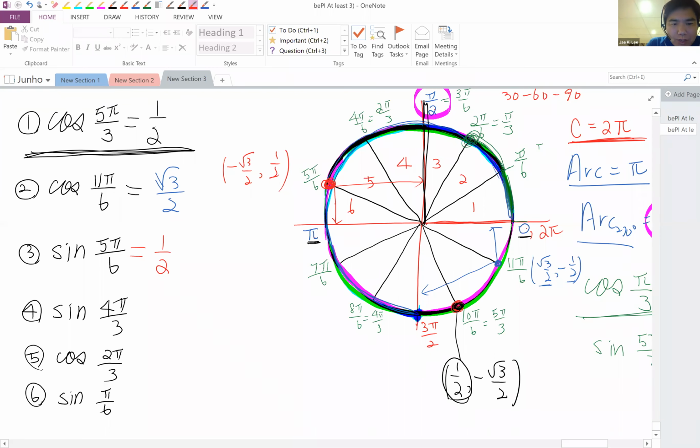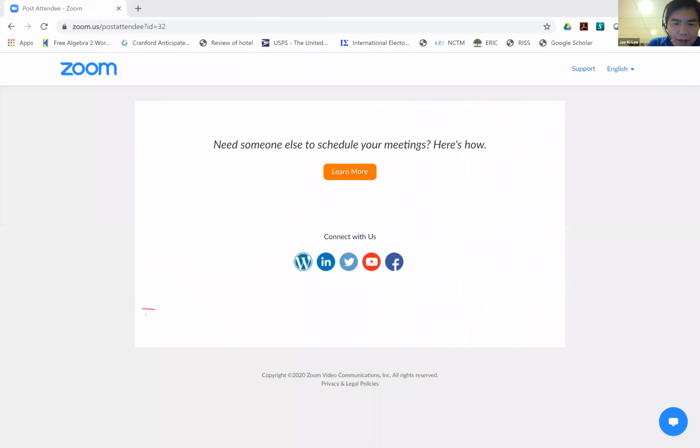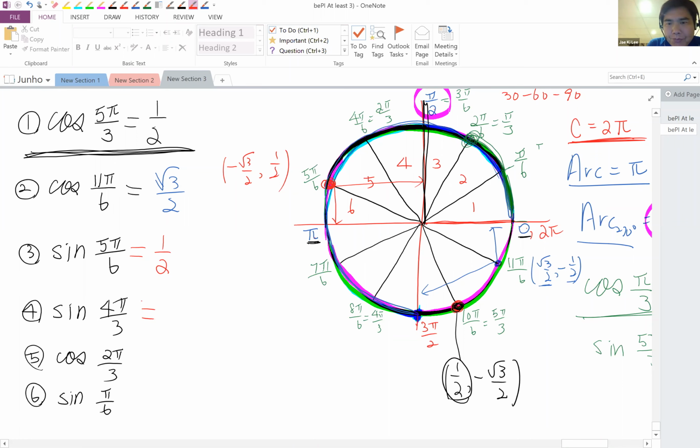Okay, now what is the sine 4 pi over 3? Negative root 3 over 2, because this point is right here. Yes? Okay, now what's the cosine 2 pi over 3?